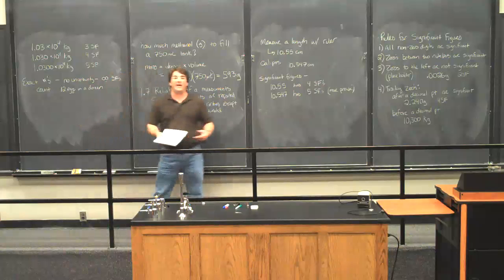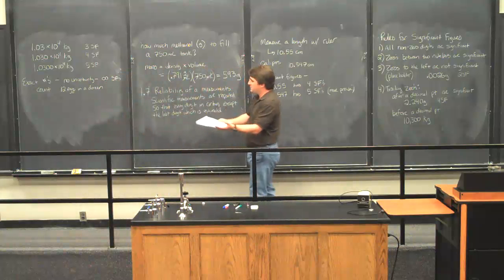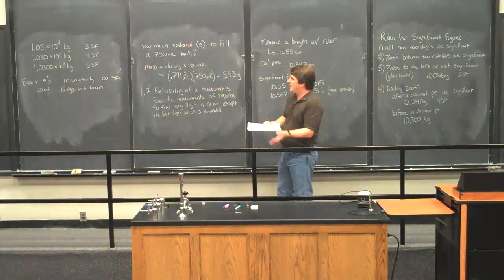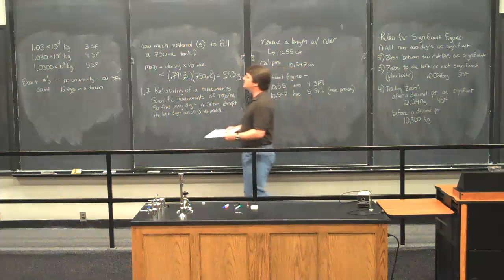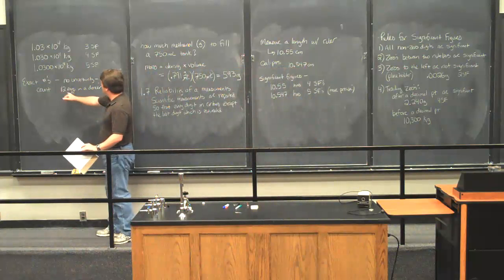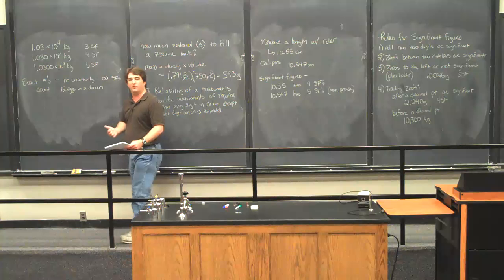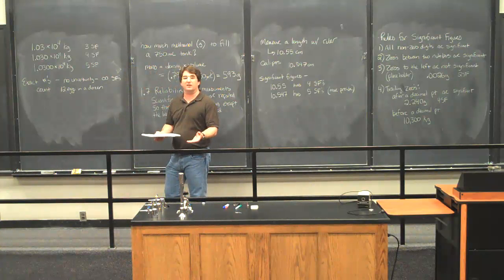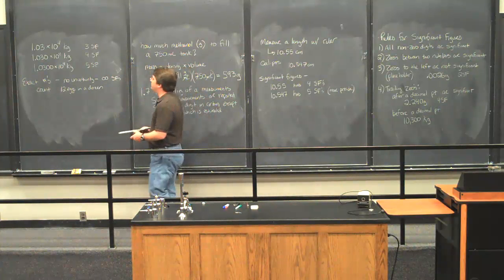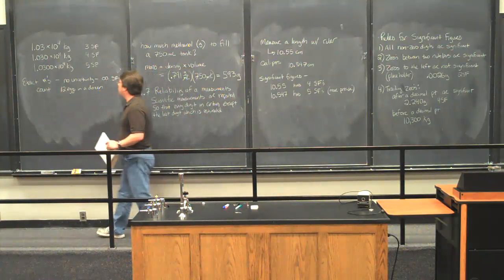There are 12 eggs in a dozen. If I have a dozen eggs that I buy at the grocery store, I can count them. There's 12 eggs in there. It's not a measurement because it's not plus or minus 1 egg. It's an exact number of eggs. I don't have this significant figure consideration because there's exactly 12 eggs in there.